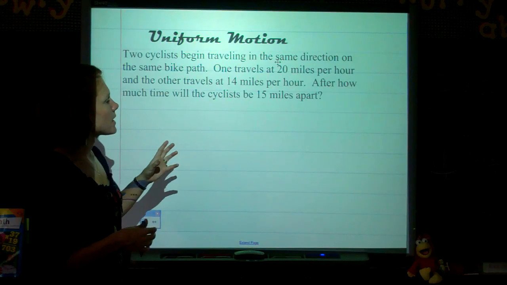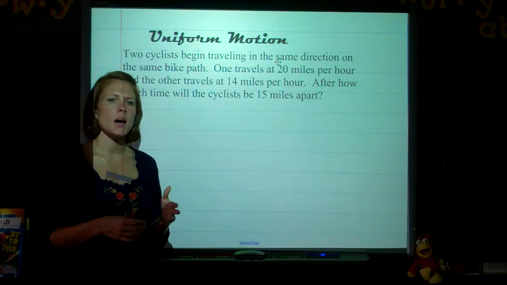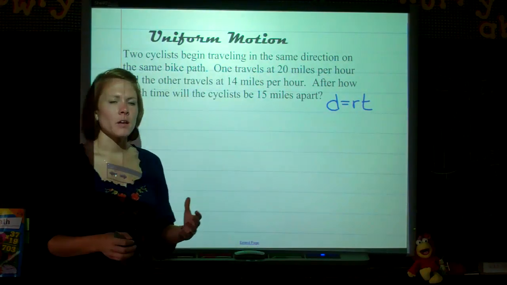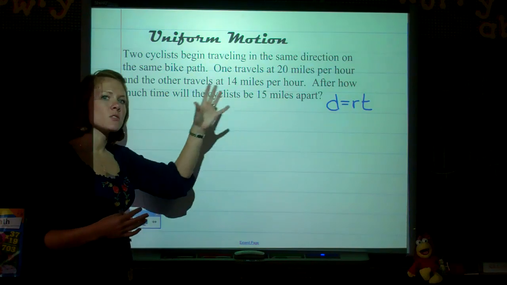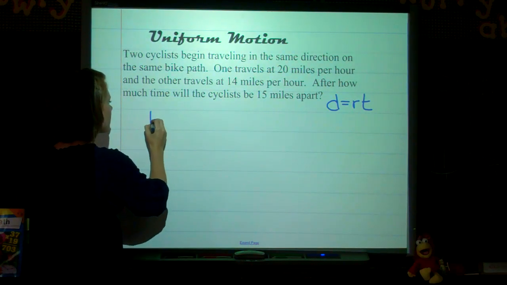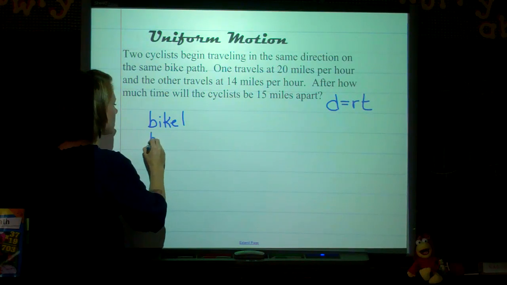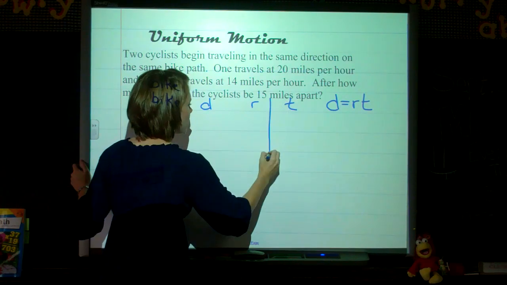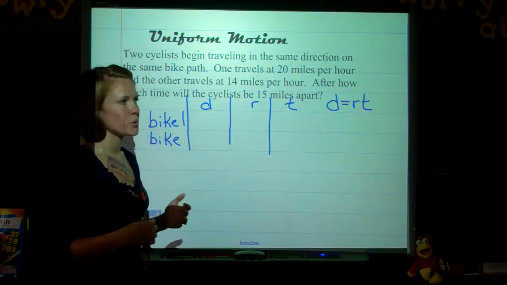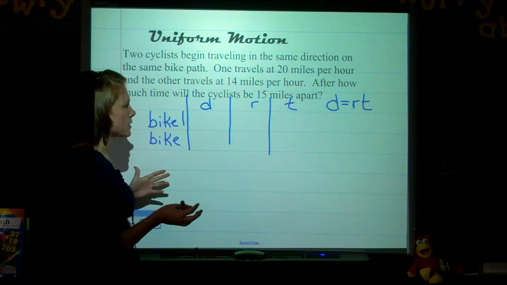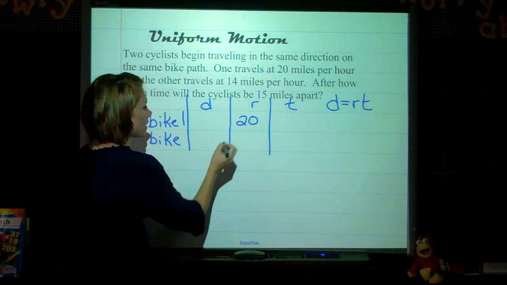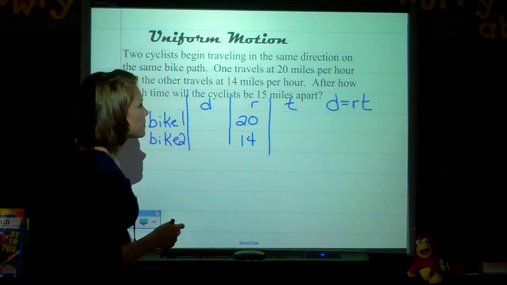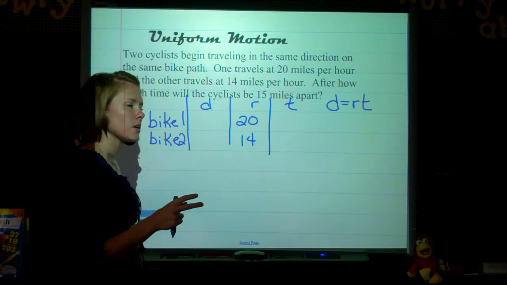So the things I have here are distance, rate, and time. So I know I'm going to be using this formula somewhere in there. I'm going to go ahead and organize a chart that gives me those three things. So I have the first bike and the second bike. I'm going to figure out their distance, rate, and time, and then, of course, how they relate to each other. Now the rates are given clearly in the problem. Bike 1 is going 20 miles an hour, and bike 2 is going 14 miles an hour. Really, that's all the information they give me in this problem.